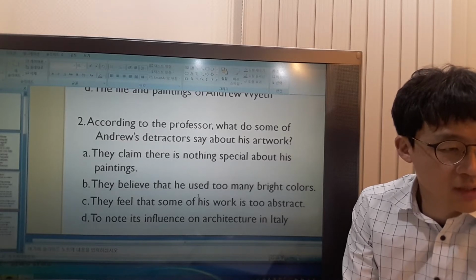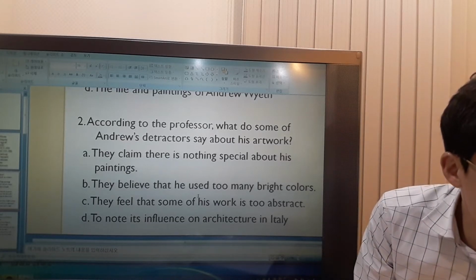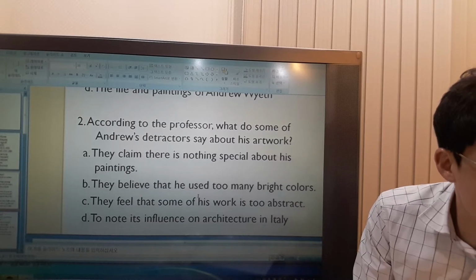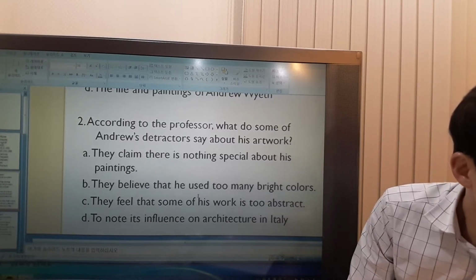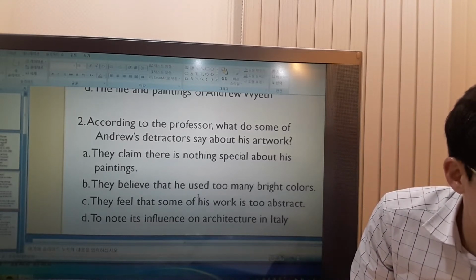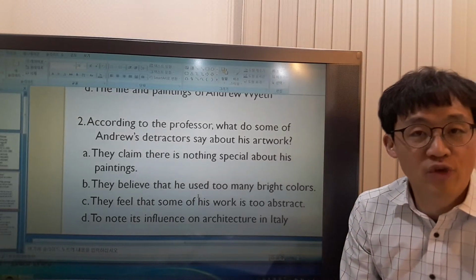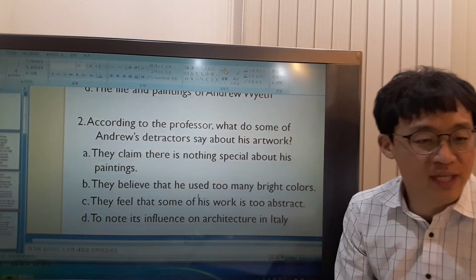Let's see other options. B, they believe that he used too many bright colors. No, it's the opposite, right? He used dull colors. C, they feel that some of his work is too abstract. No, he is a realist, right? So it's the opposite of being abstract.